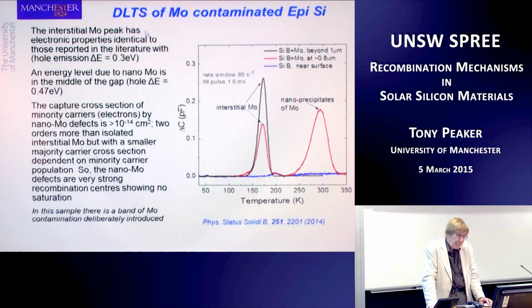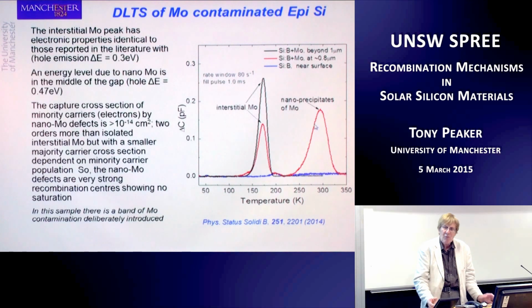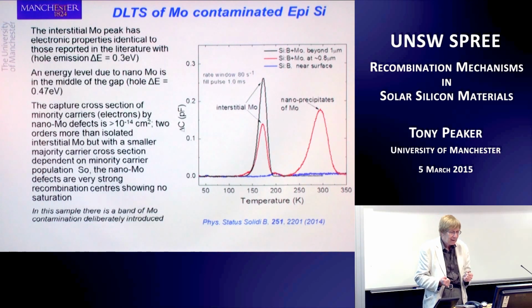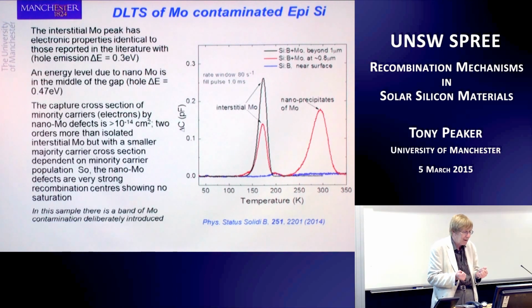So in DLTS, well, this is molybdenum in solution, very well known, very well established, but this is what we see from the nanoprecipitates, and we can characterize that, and it's absolutely remarkable in its recombination activity. You measure it, for minority carriers it's greater than 10 to the minus 14, which is enormous, bigger than almost any other transition metal defect that you'll see.